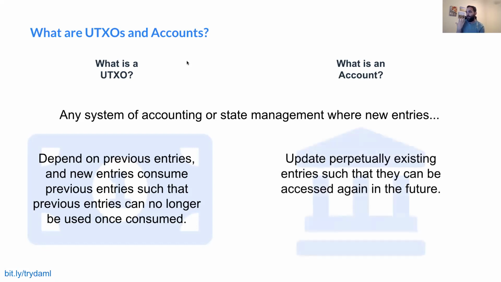And on the account side, they tend to work more how we imagine these things work in real life, and that is you're perpetually updating existing entries such that they can be accessed again in the future. What I mean by that is something like a bank account or a credit card, where you can give the same account number, the same credit card number over and over again, and more and more money can be taken out of it, or the same account can be referenced in any sort of way for everything.